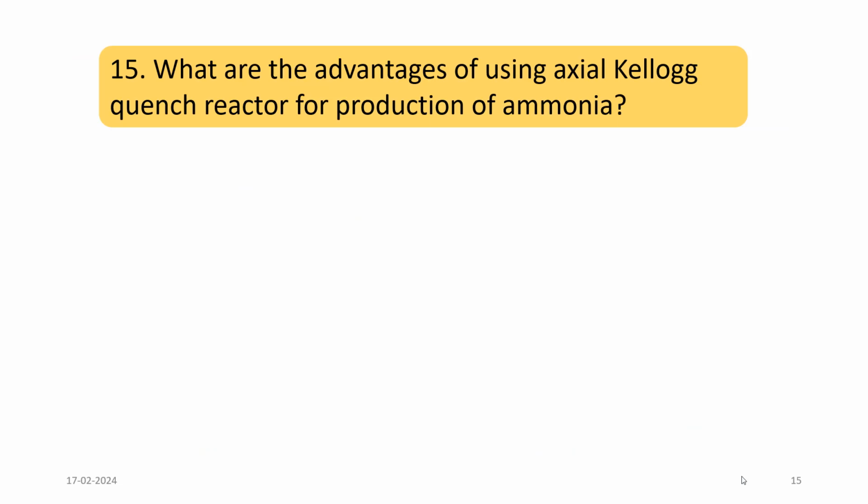Next, what are the advantages of using axial Kellogg quench reactor for production of ammonia?